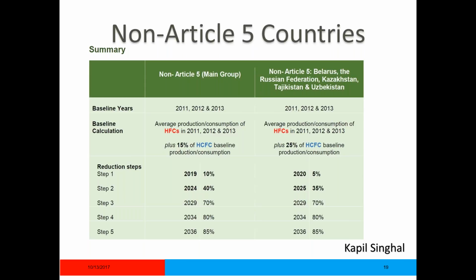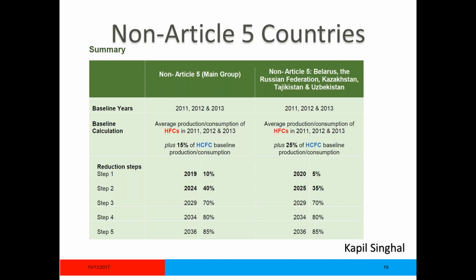In case of these few exceptional countries, the baseline will consider the same 3 years for HFC, but instead of 15% of the HCFC baseline, it will be 25% of the HCFC baseline. So their baseline will be slightly higher, not in absolute terms because these are smaller countries, but yes, in terms of percentage, it may be slightly higher.